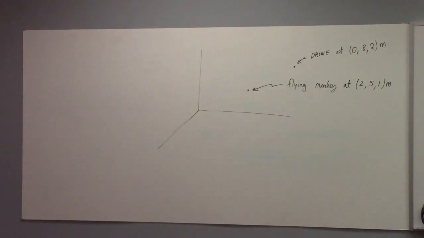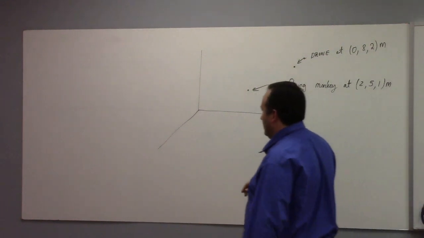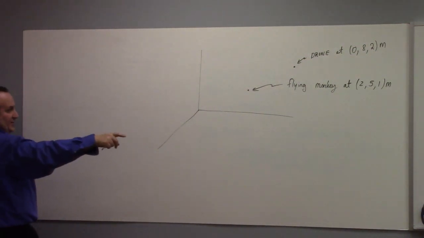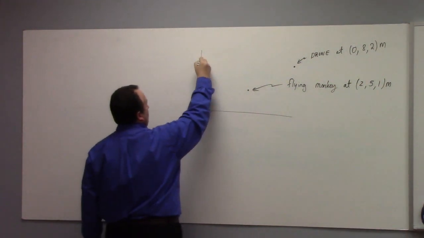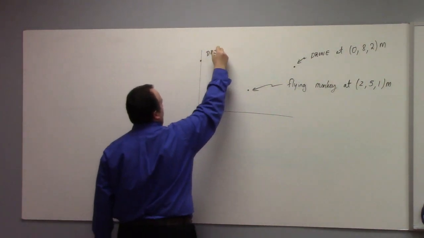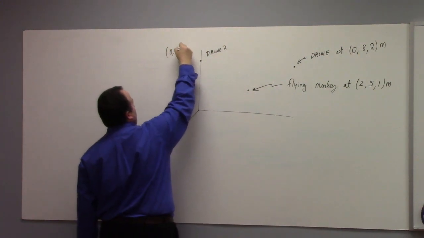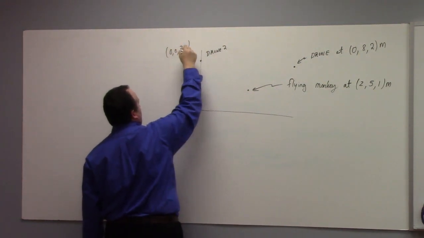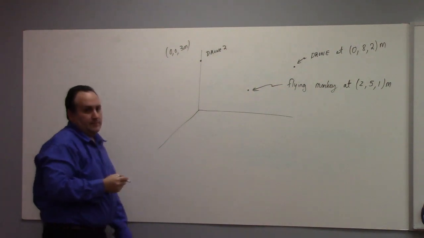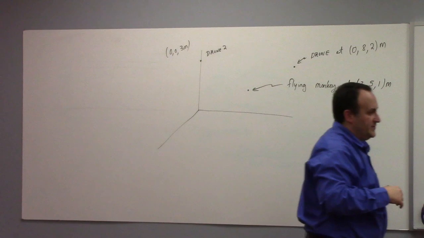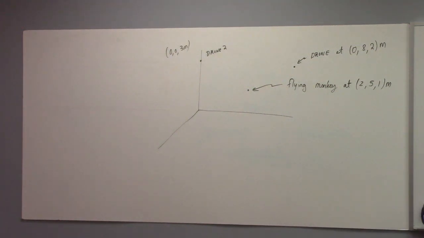And then you've got another drone over in this corner that's put a grappling hook, and the other drone's up here, and maybe it's at the point 0, 0. Let's say it's at 3 meters. Yeah, it's up there. Okay, so you've already got two drones that are pulling on this thing, right?